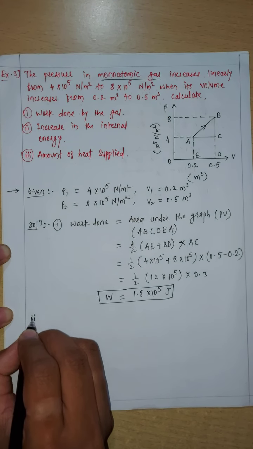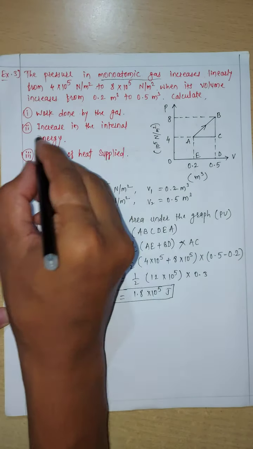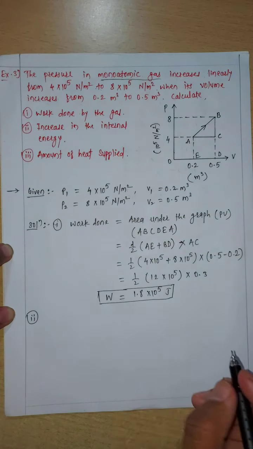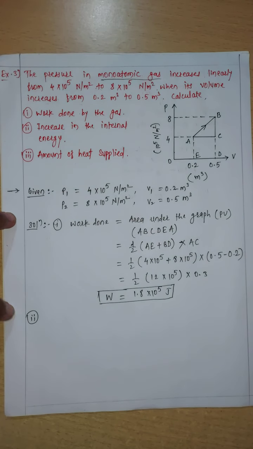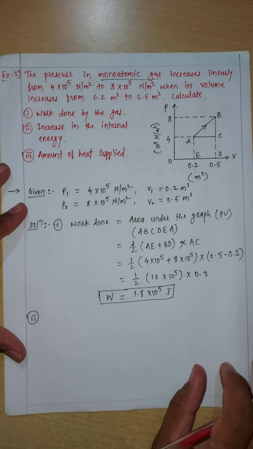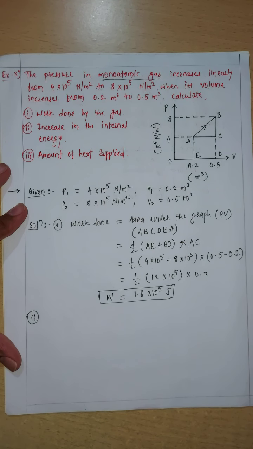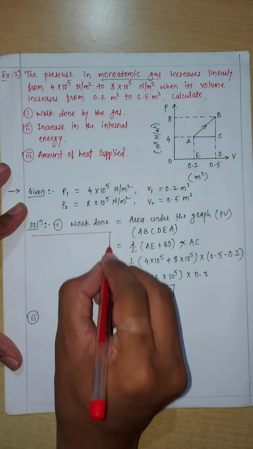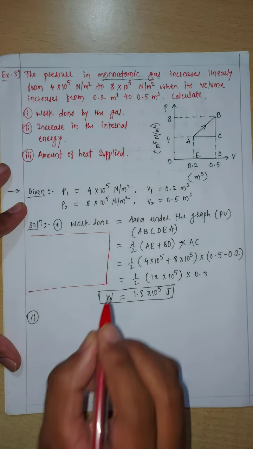Now we'll move further. For the second question, we have to calculate the increase in internal energy. How can we calculate the increase in internal energy? In the last lecture, we discussed the internal energy of an ideal gas. For that ideal gas, we understood one concept, the degrees of freedom, and we can say that this gives the internal energy of the system. So I will give that consideration here.